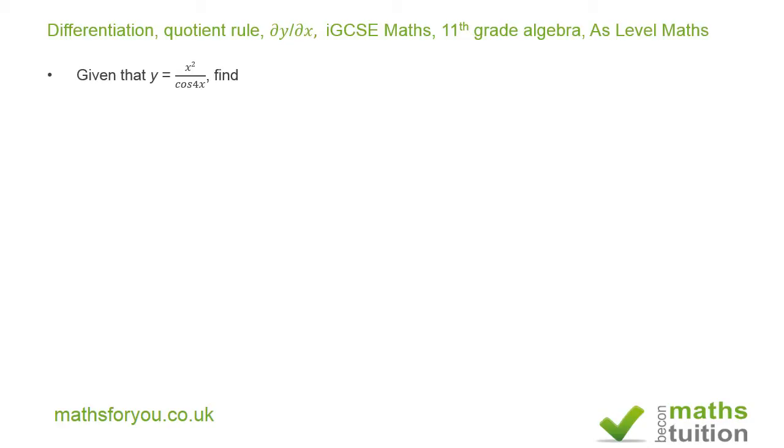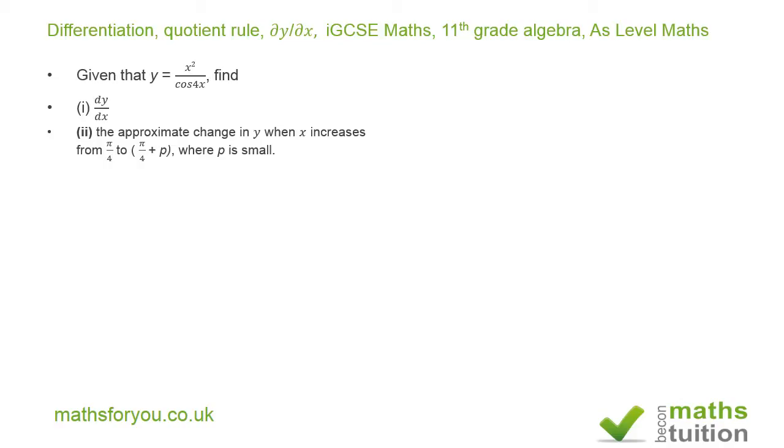It says that given that y is equal to x squared divided by cos 4x, find dy over dx. Then find the approximate change in y when x increases from pi over 4 to pi over 4 plus p, where p is very small.